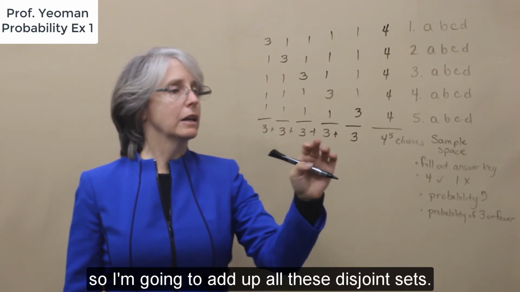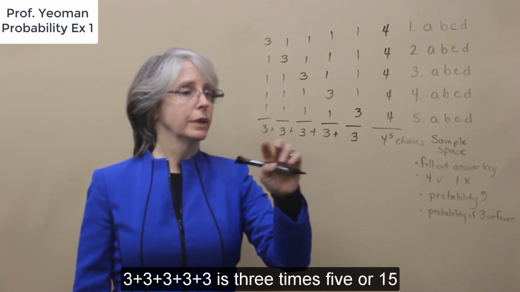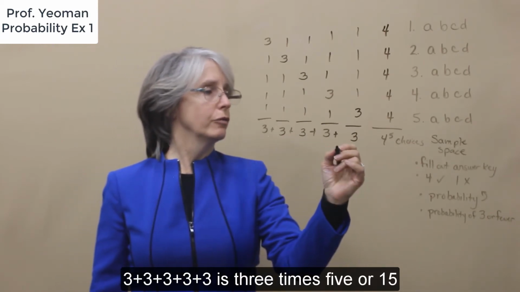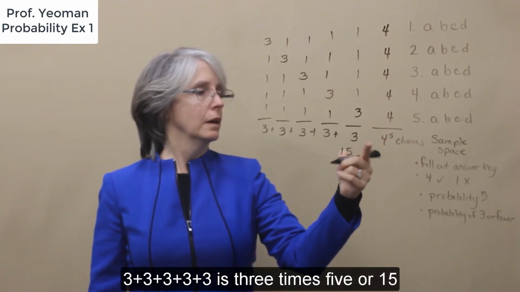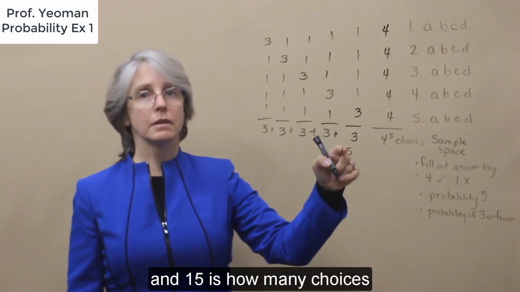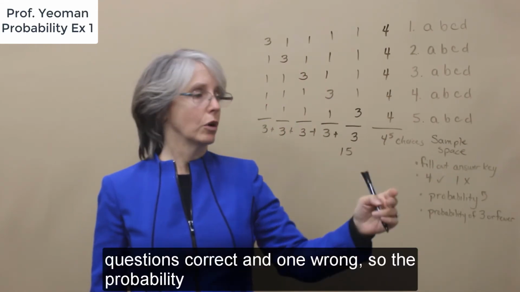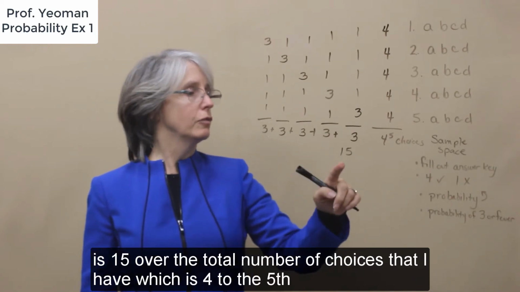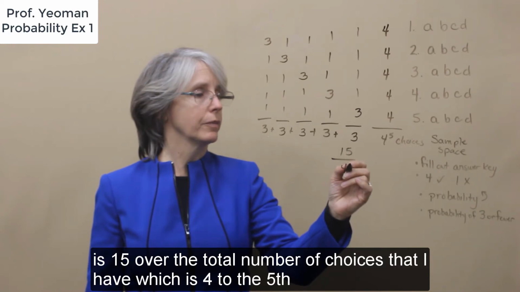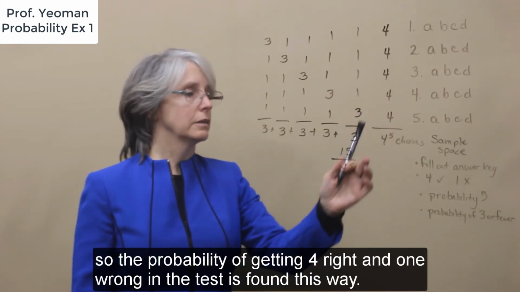So I'm going to add up all these disjoint sets. 3 plus 3 plus 3 plus 3 plus 3 is 3 times 5, or 15. And 15 is how many choices that I have of making 4 questions correct and 1 wrong. So the probability is 15 over the total number of choices that I have, which is 4 to the 5th. So the probability of getting 4 right and 1 wrong in the test is found this way.